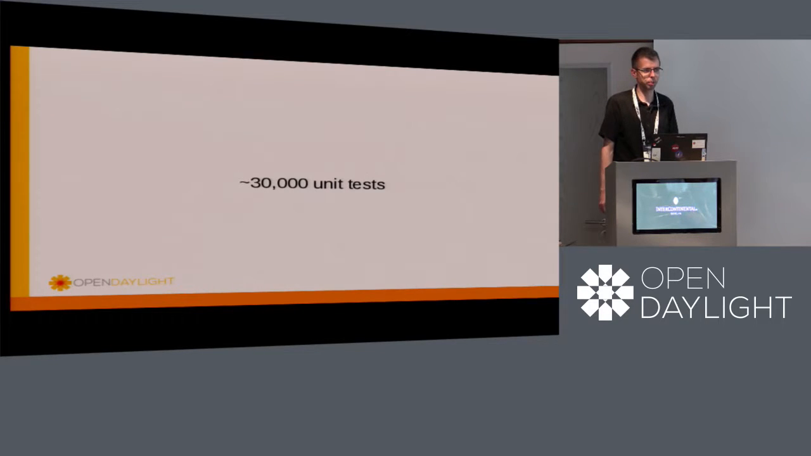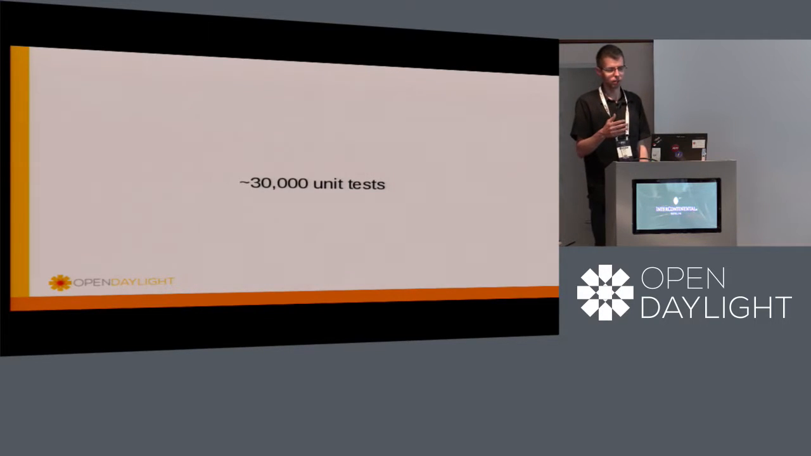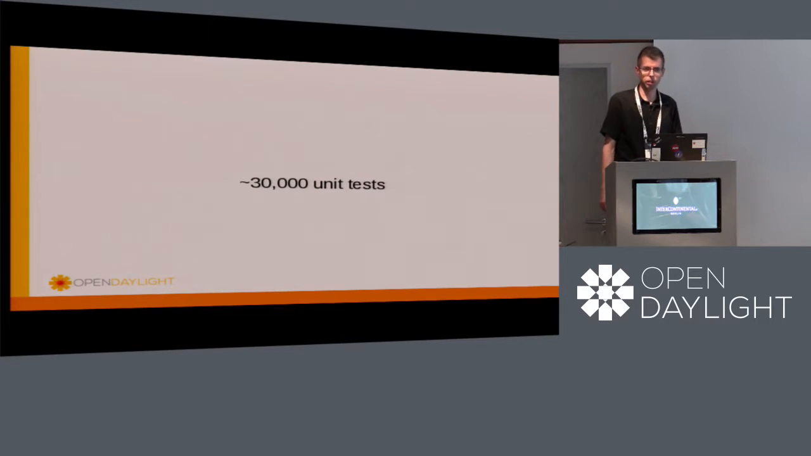When I was putting these slides together, I ran a quick grep through all the code in OpenDaylight. This is in the development branch. We have around 30,000 unit tests, which is a decent number, perhaps not enough. You can always have more tests, and they're not all high-quality tests either. But it's nice to know there's that safety net at least already.